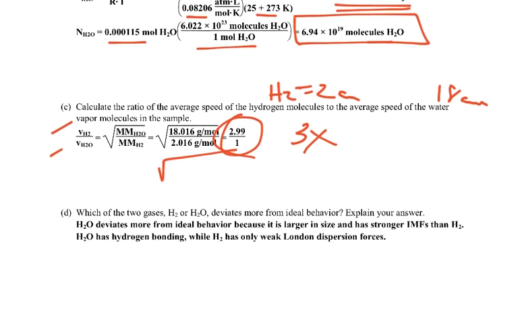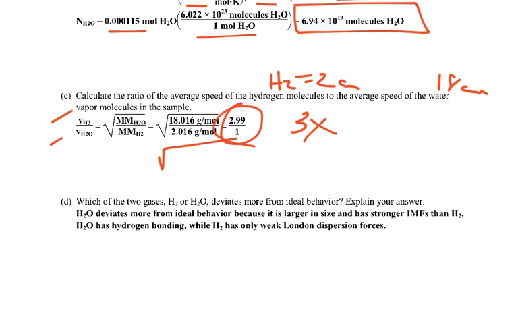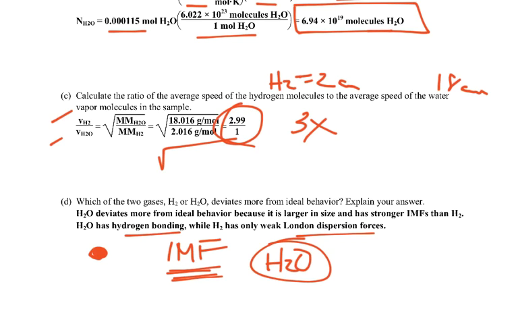Which of the two gases, H2 or H2O, deviates more from ideal behavior? Explain. Okay, again, how do you deviate from ideal behavior? The bigger particle size you have, that makes a difference, and the stronger the IMFs, the more that makes a difference. Well, certainly H2O is bigger than H2. It's got the oxygen. And H2O, because it's got hydrogen bonding, where hydrogen's only got London dispersion forces, that's going to make a big difference as well. So water will definitely be the one that deviates from ideal behavior.